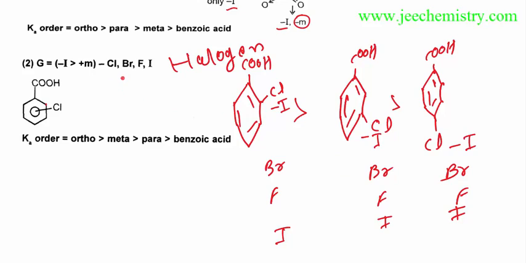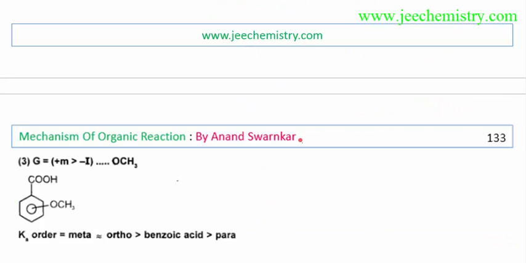Halogen groups are independent of the ortho effect. They provide only a minus I effect, which will have higher priority than the others. Whatever the property, the minus I effect will be greater in the halogen. In the halogen case, we only have to think about the minus I effect. In this way we can compare the acidic strength.